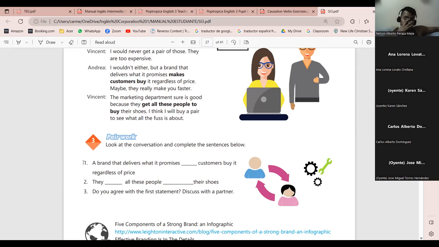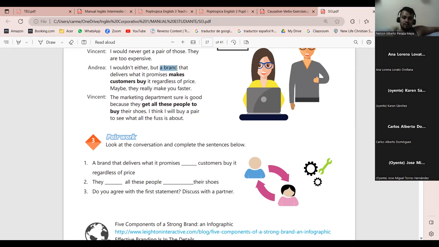Teacher, excuse me, I have a question. Tell me. Why do we use "makes" and "makes customers" with S? I'm referring to "they", or not? Very good question. I thought you were going to ask about the causative verb, but yes. This is subject-verb agreement, your question.